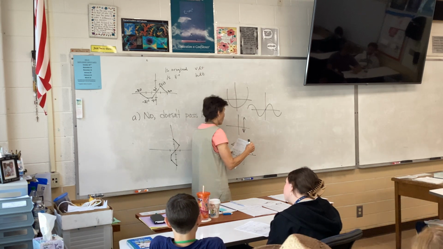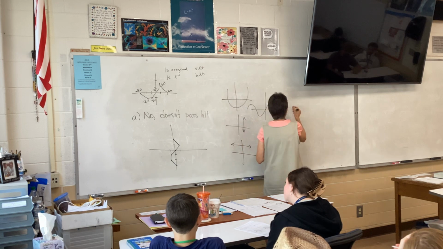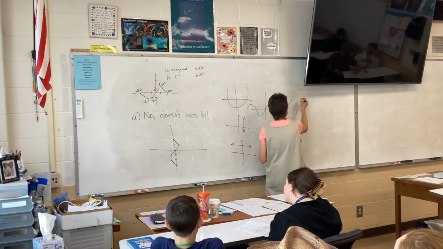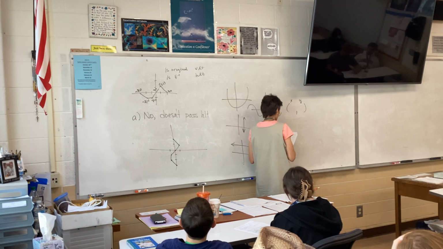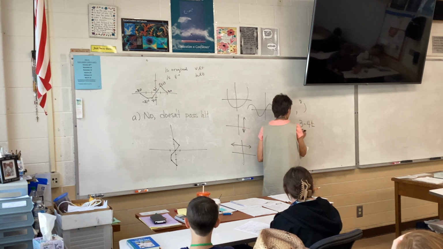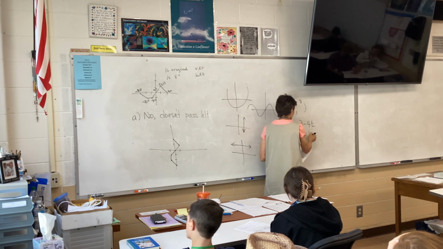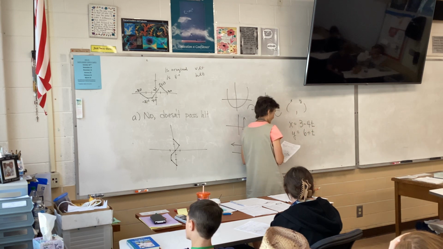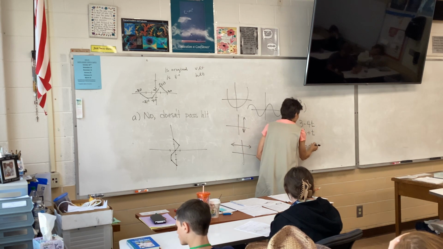Okay, number 4. We're finding the ordered pair. We know that x is 3 minus 4t, and y is 6 plus t, and we will let t be -2.